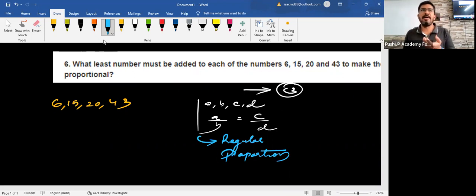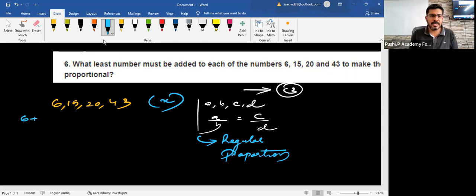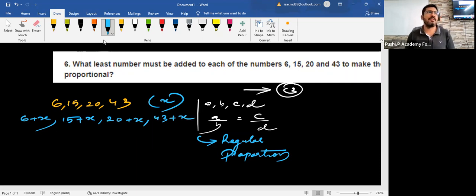So you are going to add a number x to all the four numbers so that the resulting numbers which you will get are in proportion. All right. So let me add a number x to all the four numbers. So if I add x to 6, it becomes 6 plus x. If I add x to 15, it becomes 15 plus x. If I add x to 20, it becomes 20 plus x. And if I add x to 43, it becomes 43 plus x.